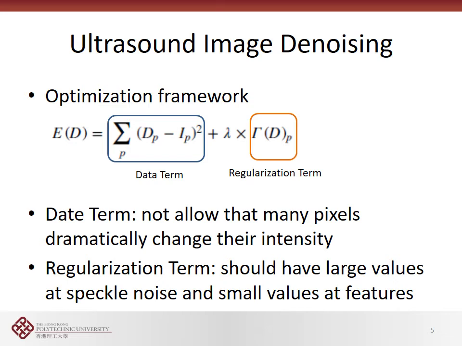The next term, the second term, is the regularization term. The regularization term is used to control the optimization framework. The regularization term should have large values at speckle noise and small values at features, so that we can remove the noise while preserving the features by minimizing this objective function.